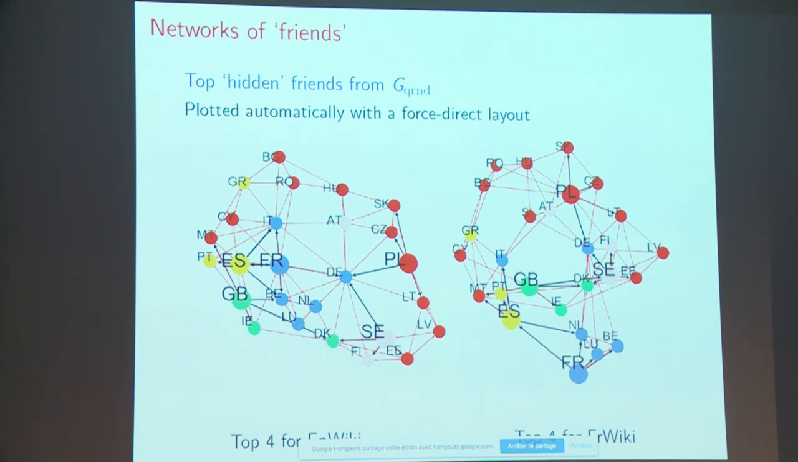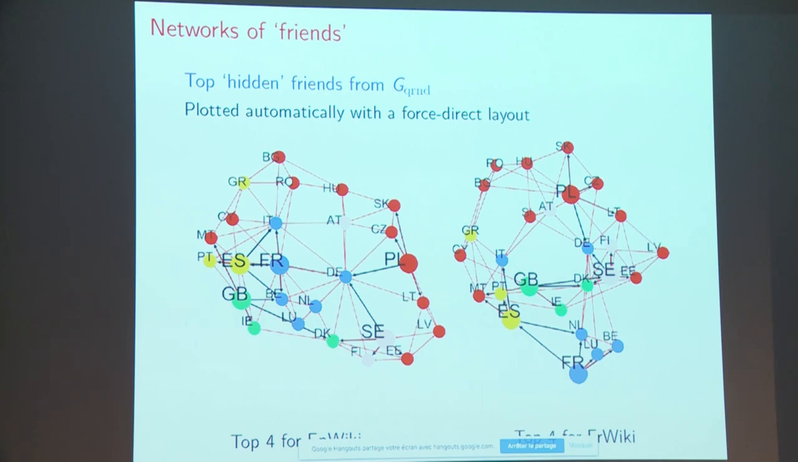And it is interesting to see that by building the same top four friends for English Wikipedia or for French Wikipedia, by selecting the same set of important countries, so we have selected as well Spain, France, Great Britain, Poland, and Sweden, and we have built exactly this network the same way as before, we see with the black arrows that they capture first important nodes that are not necessarily the ones that have a high page rank in general. This is because GQRND has no page rank contribution in there.